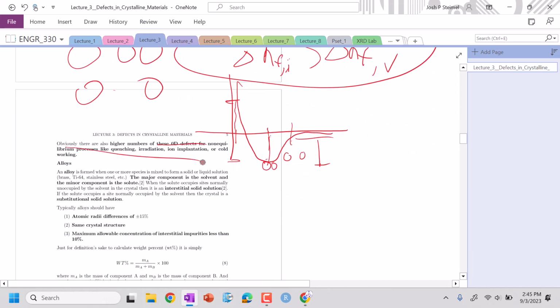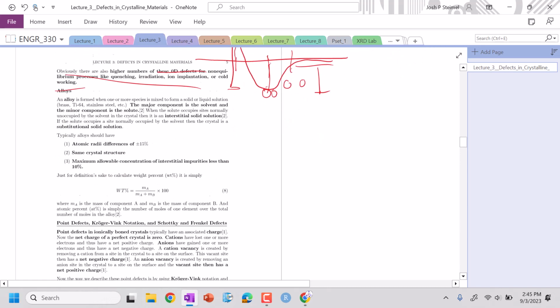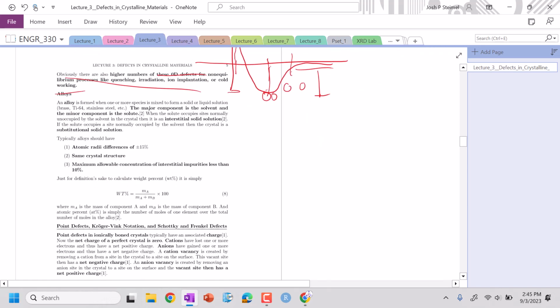Excellent. Now, next time, we're going to start talking about alloys and, most importantly, Kröger-Vink notation.